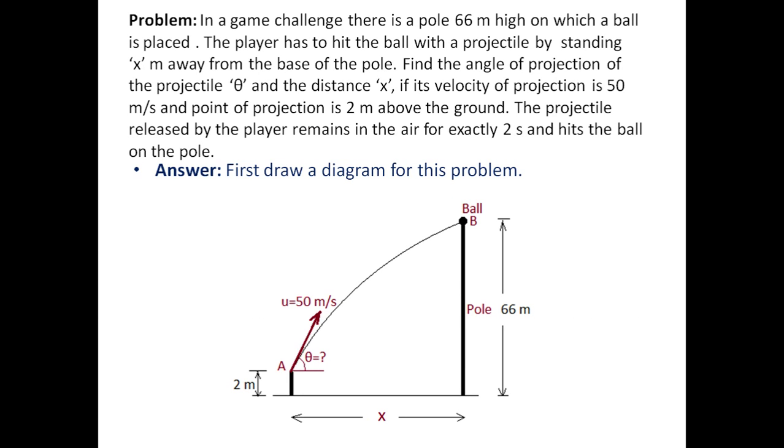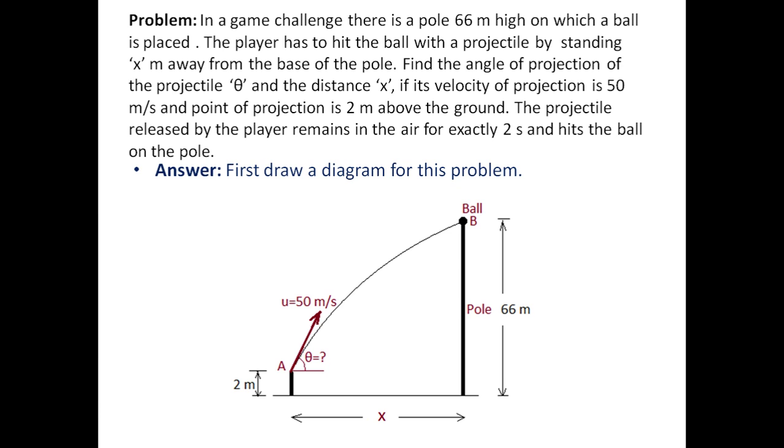Let us solve a problem. In a game challenge, there is a pole 66 meters high on which a ball is placed. The player has to hit the ball with a projectile by standing x meters away from the base of the pole. Find the angle of projection of the projectile theta and the distance x if the velocity of projection is 50 meters per second and point of projection is 2 meters above the ground. Projectile released by the player remains in the air for exactly 2 seconds and hits the ball on the pole.